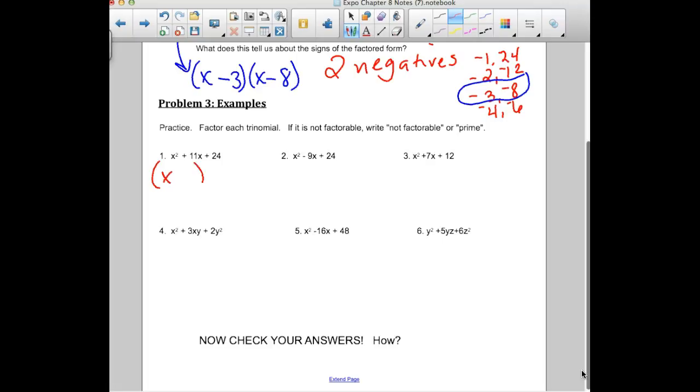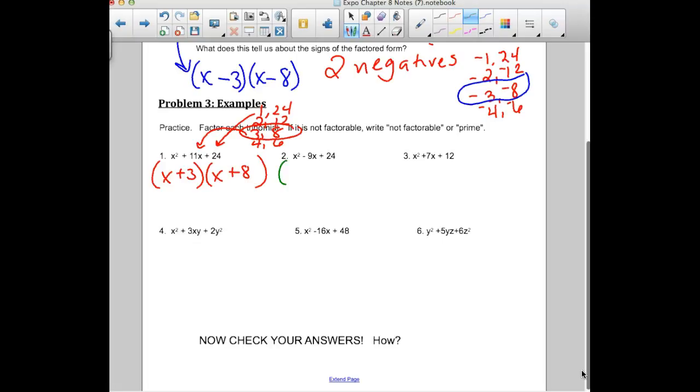We break apart the x squared into x, and we look for numbers that multiply to be 24, like 1 and 24, 2 and 12, 3 and 8, or 4 and 6. And then we need them to add up to 11. So 3 and 8 is going to give us that 11.